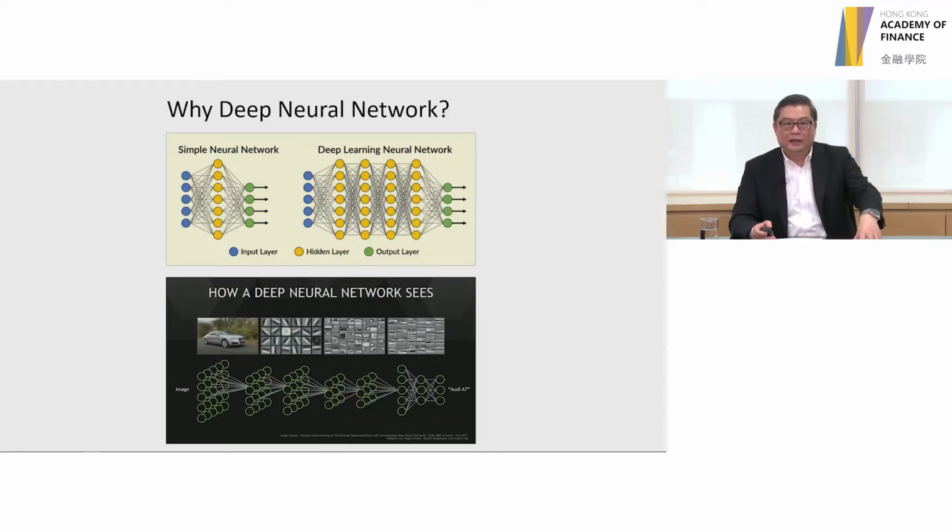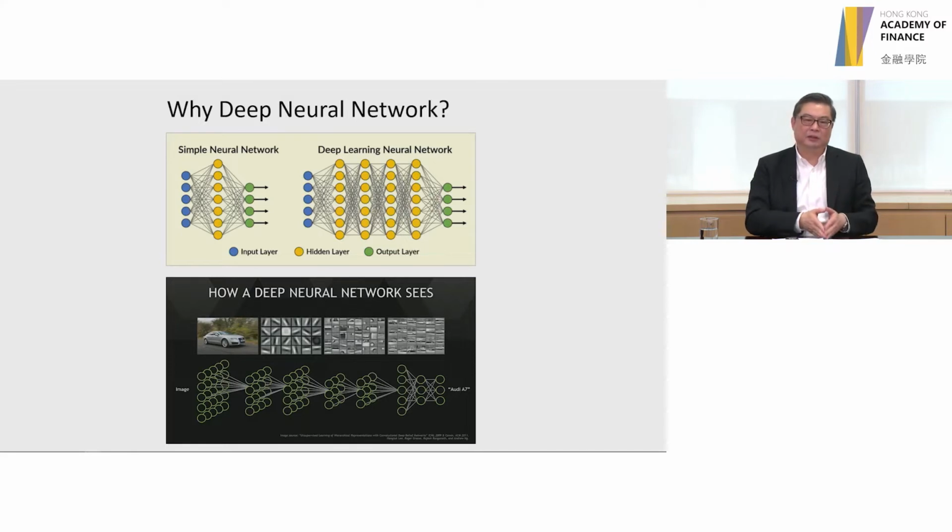Then why a deep neural network? Why deep means there are more layers. So instead of a single layer in between the input and the output, we have many layers in between. So that is the depth of the network, if you have a very deep network, meaning that you have a very large number of hidden layers. Now, why do we need to add more layers to it?